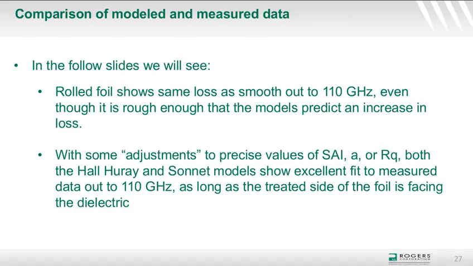Yeah, so in the following studies, what we'll see is that rolled foil shows the same loss as smooth out to 110 gigahertz, even though it's rough enough that the models predict that an increase in loss should occur. And we'll see that with some adjustments to precise values in the surface area index, nodule radius, or RMS roughness, both the Hall-Huray and Sonnet models show excellent fit to measured data out to 110 gigahertz, as long as the treated side of the foil is the one facing the dielectric.